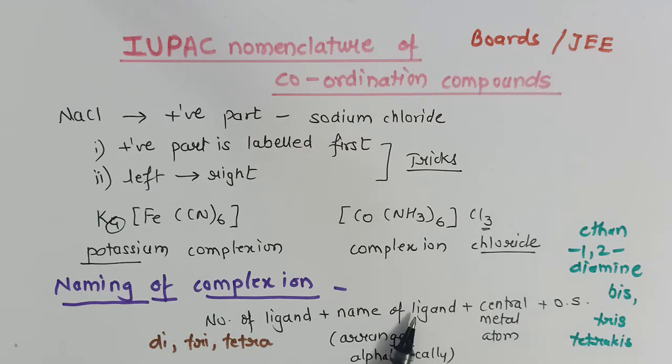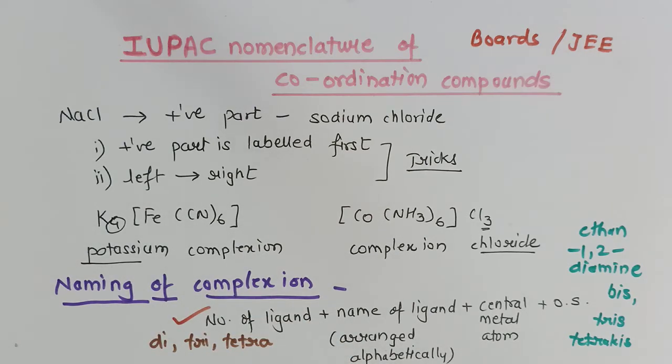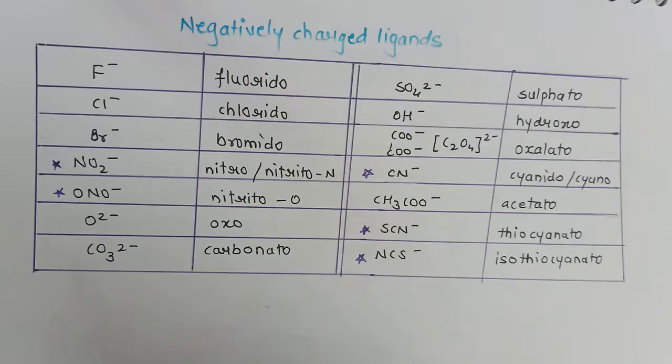Then we write the name of the ligand, we arrange them alphabetically, then we write the name of the central metal atom, and then we write the oxidation state in Roman numerals. So you have to learn this formula. But now we have seen there are plenty of ligands and therefore the naming will be in a different pattern. Let us study how we name ligands.